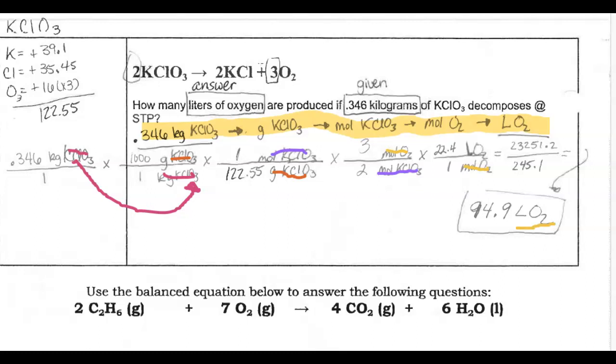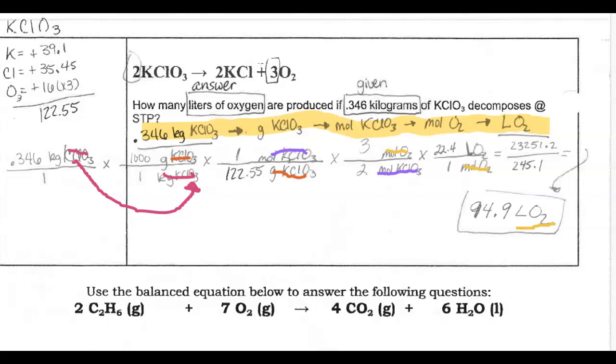My equation up here provides 2 as my coefficient for potassium chlorate, 3 for my coefficient for oxygen. So I assign them appropriately. 3 moles of oxygen created for every 2 moles of potassium chlorate consumed. And then I have my liters over moles. That's the easy 22.4 over 1 mole conversion there.